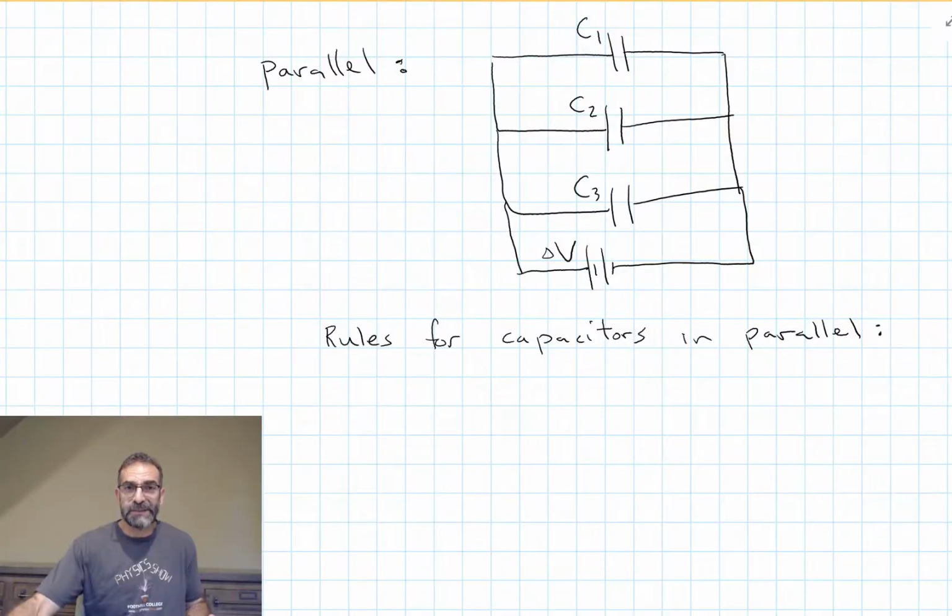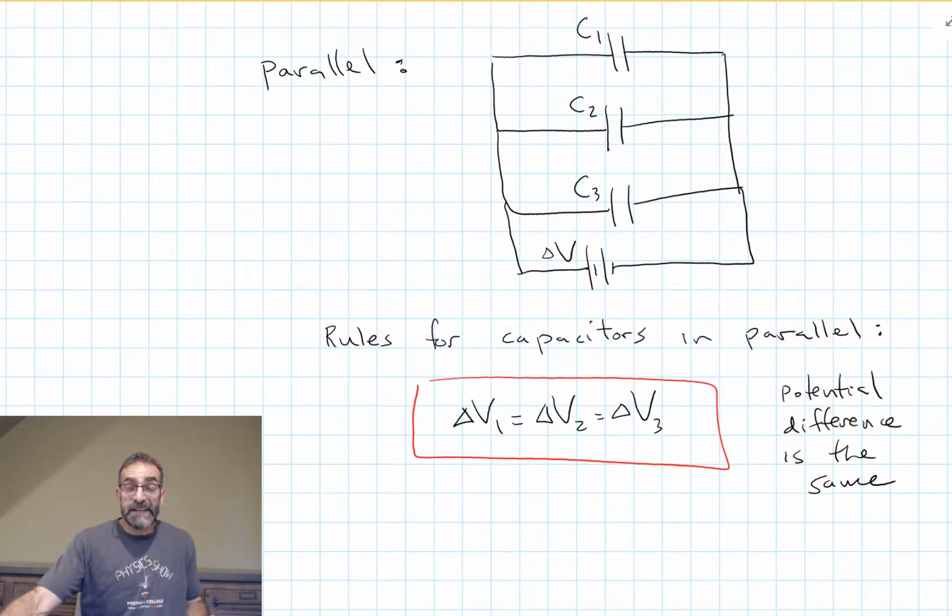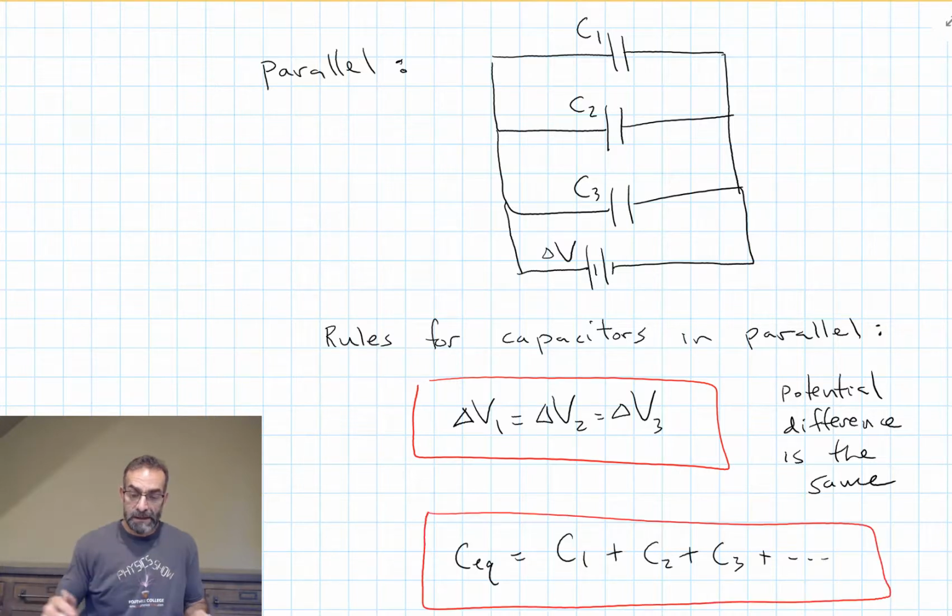Now let's look at the rules for capacitors in parallel. The first thing is that the potential difference across each capacitor in parallel is the same. And the equivalent capacitance is just the sum of the individual capacitances for these capacitors. C equivalent is C1 plus C2 plus C3, etc. I can imagine that fairly easily.